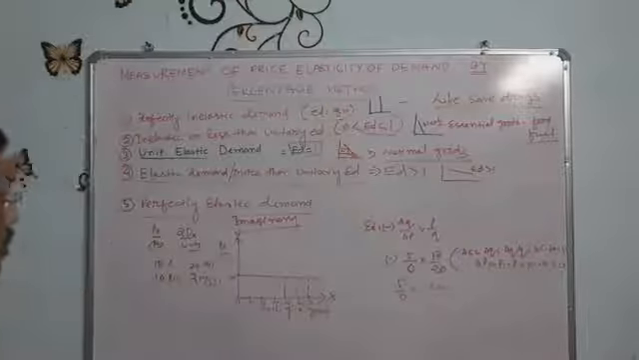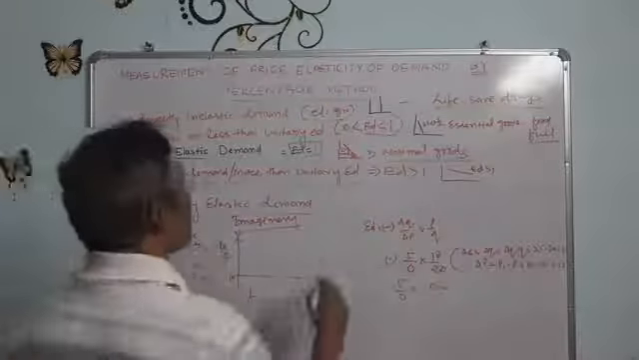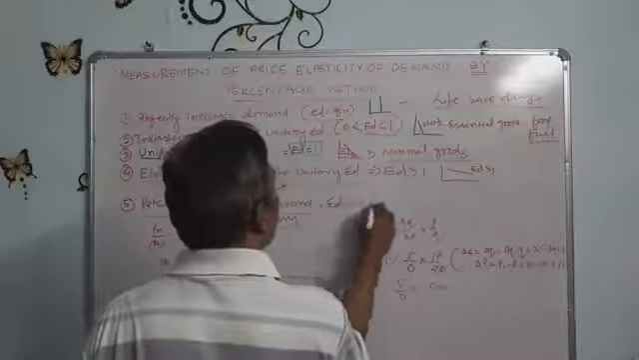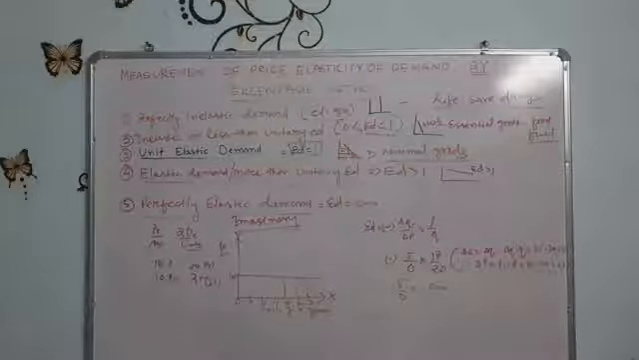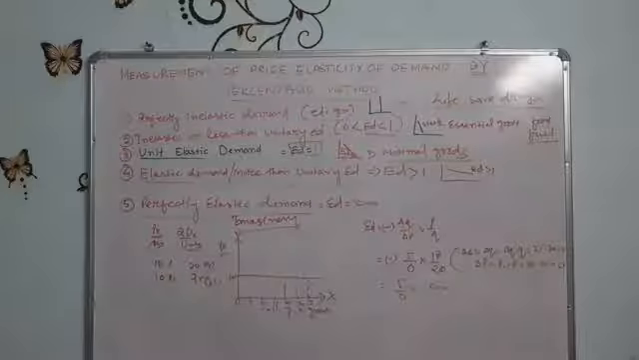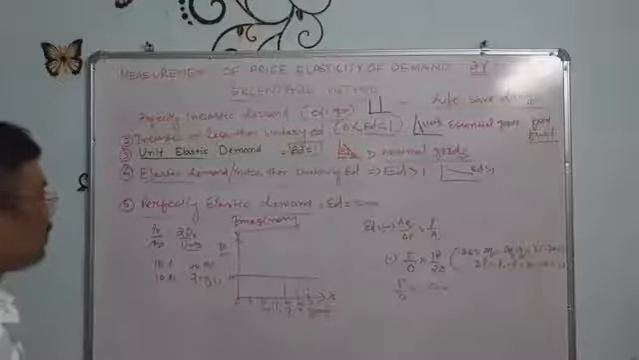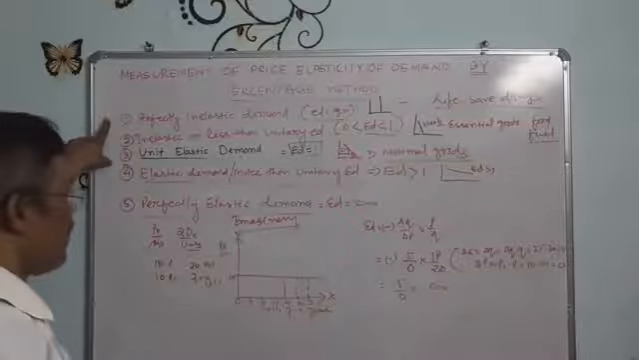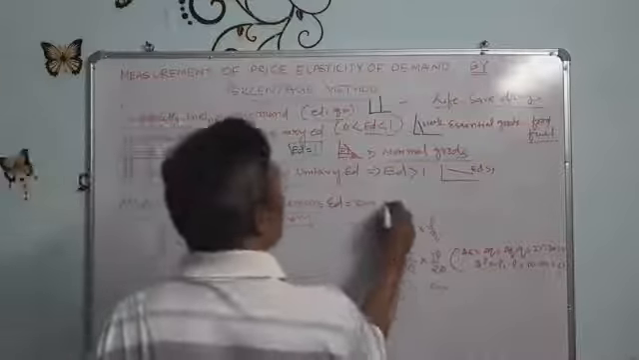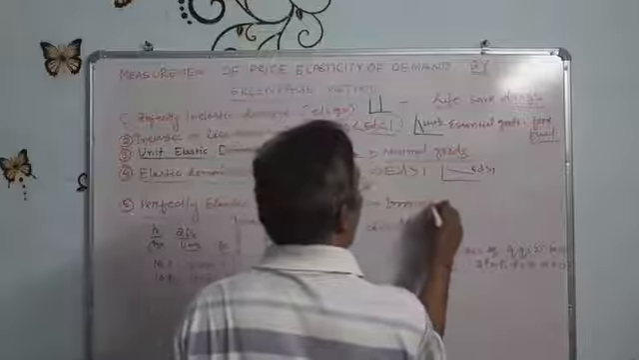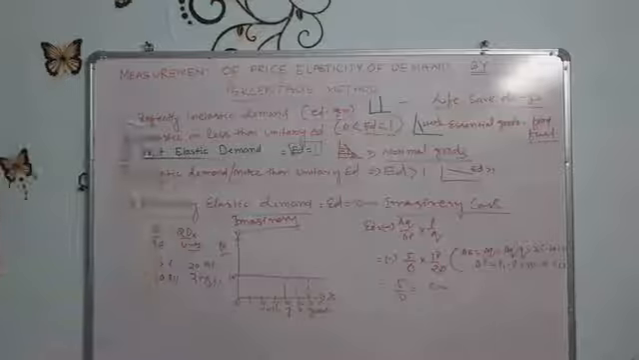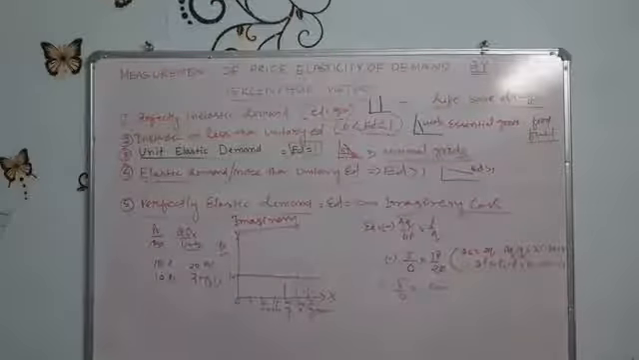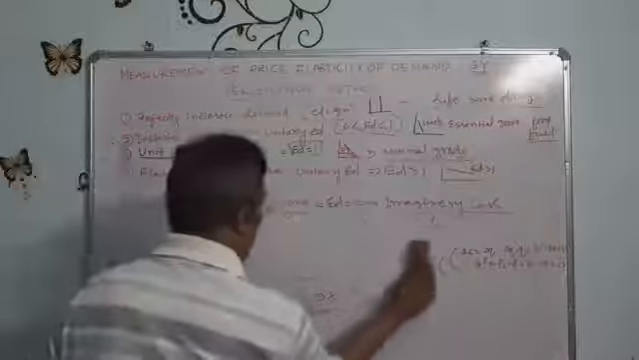Something by 0 equals infinite. So in the perfectly elastic demand case, elasticity of demand is equal to infinite. It means how much the demand will be, we cannot determine, and that is called perfectly elastic demand. So we have decided there are 5 kinds. This was the imaginary case. First one, perfectly elastic demand. I will draw the diagrams now one by one.